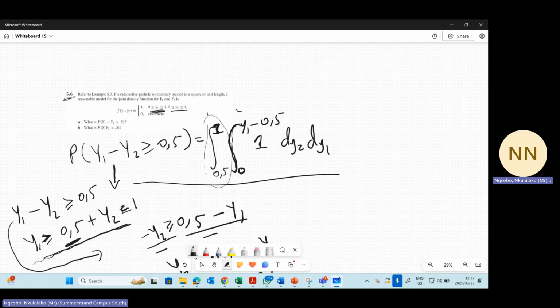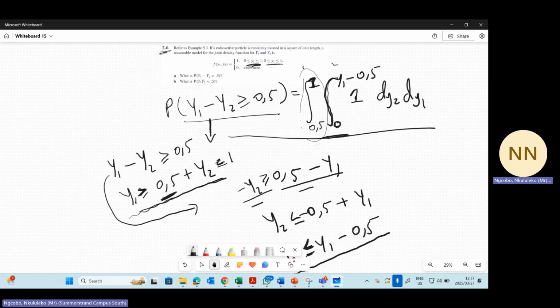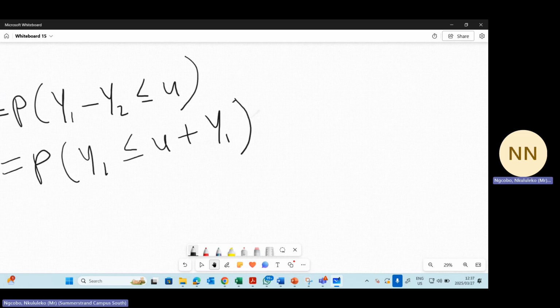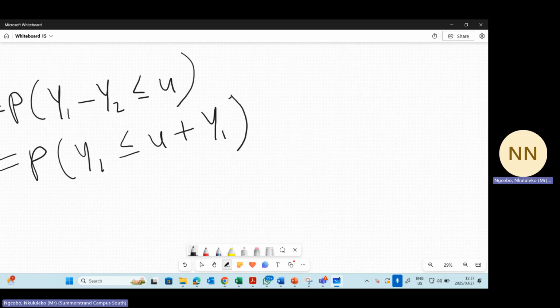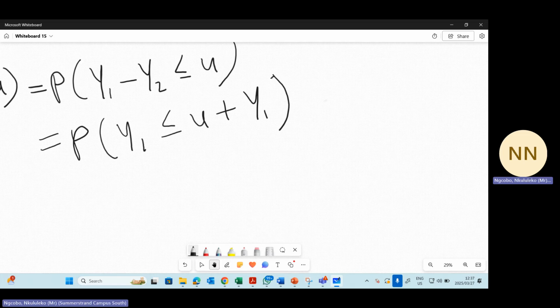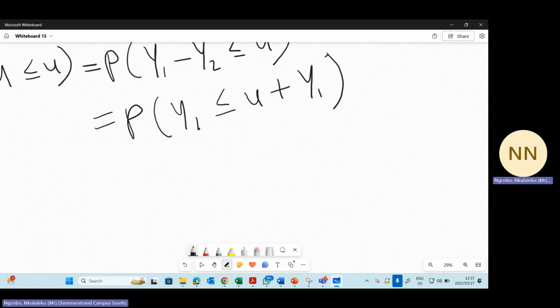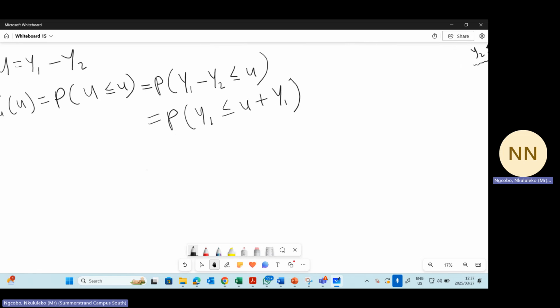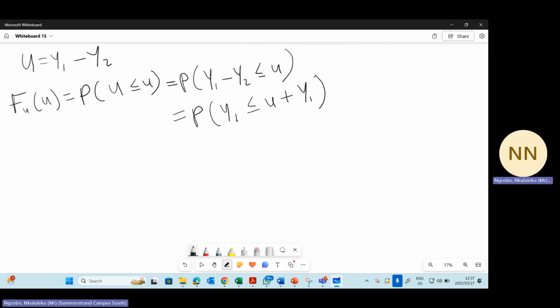Because I know this now, I need to come back here and say, if you want me to find this probability here, let me just minimize this to make sure. So let me erase this.